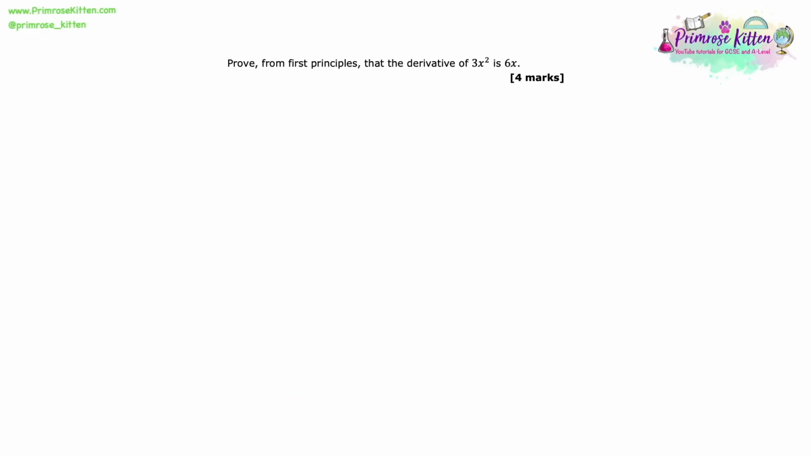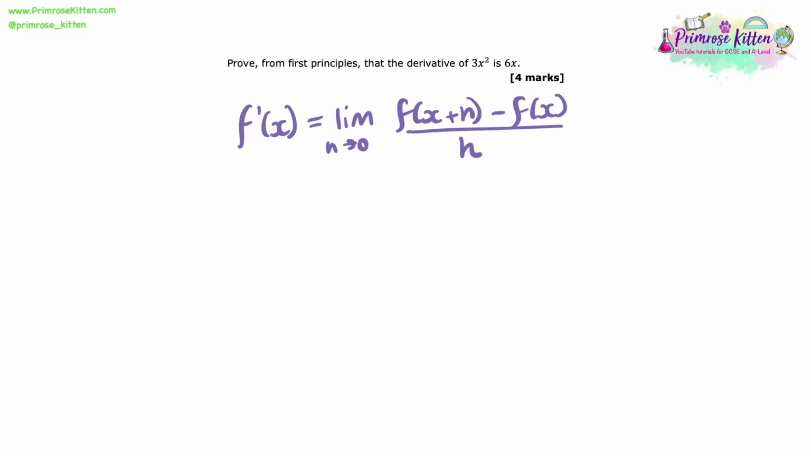Here we're asked to prove from first principles that the derivative of 3x squared is 6x. Now the fact it's 6x is irrelevant here. What we need to do is to know that when we need to prove something from first principles, found in the datasheet is this equation, which states that f dash x equals, in the limit where h tends to 0, f of x plus h minus f of x all over h.